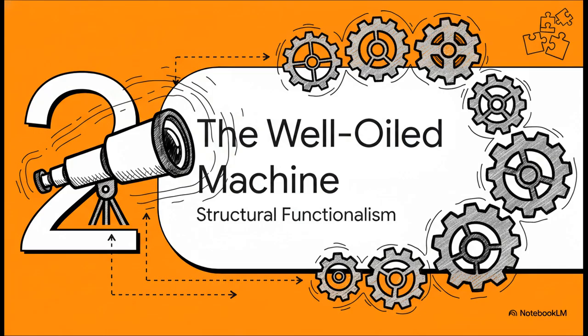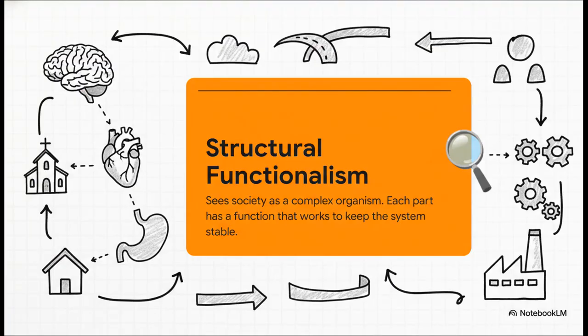Okay, so let's grab our first lens. This one's a macro-level view, so think of it like we're using a telescope to see the big picture. We're zooming way out to look at the large-scale structures, and our first stop is that well-oiled machine perspective. This is called structural functionalism. A thinker you gotta know for this is Emil Durkheim. He was a huge pioneer of this view.